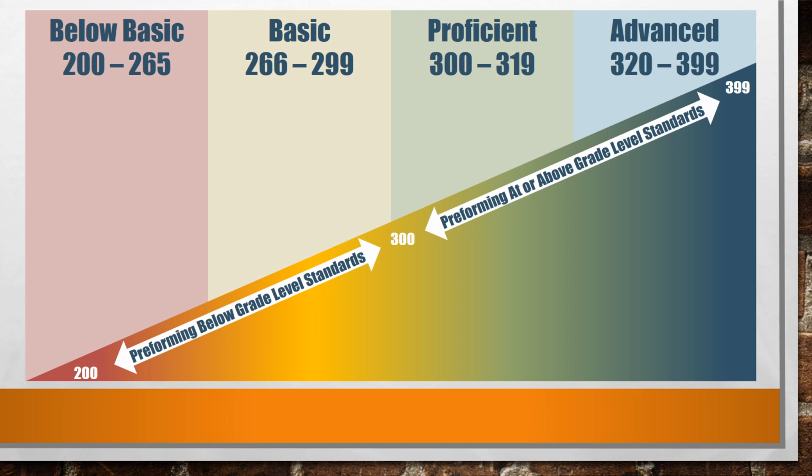Scores on the OSTP are divided into the following 4 categories. Scores from 200 to 265 are below basic. 266 to 299 are basic. 300 to 319 are proficient. And 320 to 399 are advanced. 300 is the target number on the OSTP assessments. Scores below 300 may represent a student who is performing below grade level standards. Students scoring 300 or above are performing at or above grade level standards.